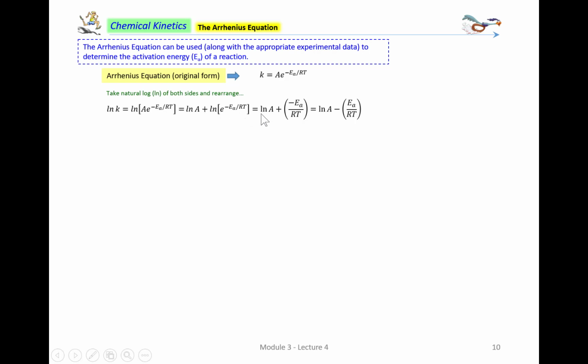We'll leave ln of A alone for a minute here, and we'll realize that when you take the natural log of an e function, we can say they kind of cancel each other out. So all you're left with is this term here, minus Ea over RT, which I've rewritten right here. And then, just for cosmetic reasons, I'm going to bring that minus sign out in front. So we have ln of k equals ln of A minus Ea over RT.